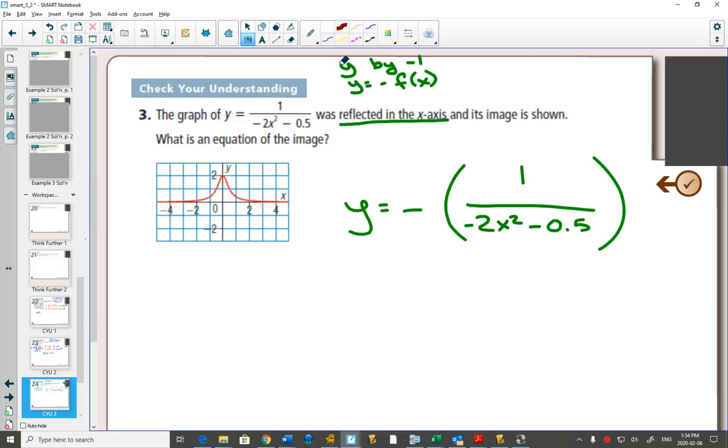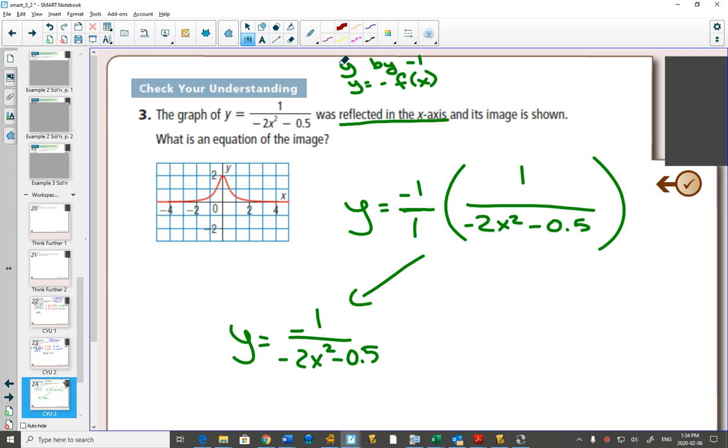And you could leave your answer like that. If you wanted to put the negative inside, be careful, because some people put the negative everywhere. Remember, a negative outside is like a negative 1 outside. And I can write a negative 1 as a fraction like that, with a negative on the top. If I did that, can you see I would get negative 1 over negative 2x squared minus 0.5?